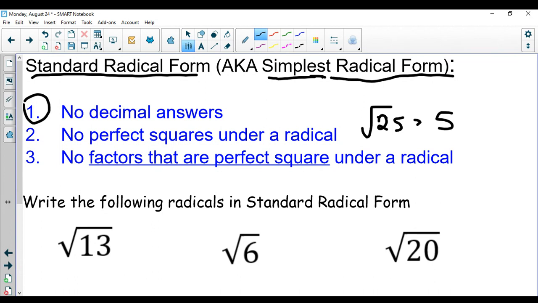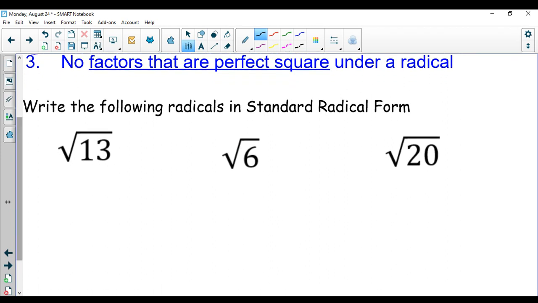Right? So we'd have to simplify it to its root number. And number 3, we want to have no factors that are perfect squares under a radical. And that's kind of where our more complicated review begins.